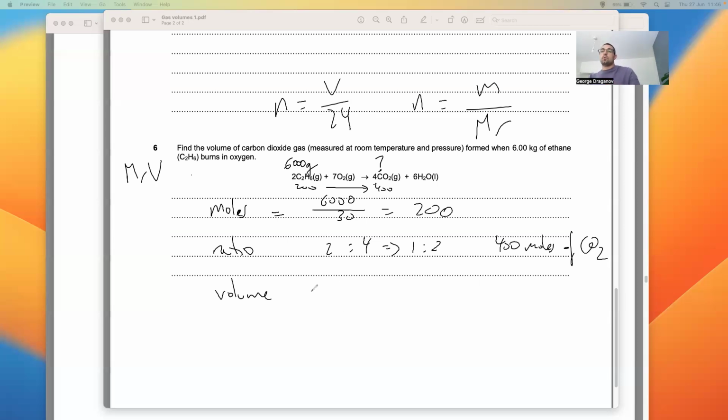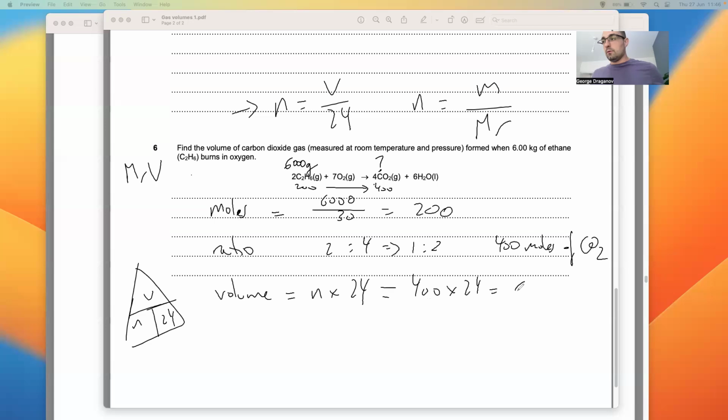Now we can apply the volume formula, moles times 24, which is derived from here, or from the triangle if you prefer triangles. Now they haven't specified if they want the volume in centimeters or decimeters, so I'm going to use 24, which means my answer will be in decimeters. So 400 times 24 is going to give you 9600 decimeters cubed. If you wish to make it centimeters cubed, you would then add another 3 zeros because you times it by 1,000.